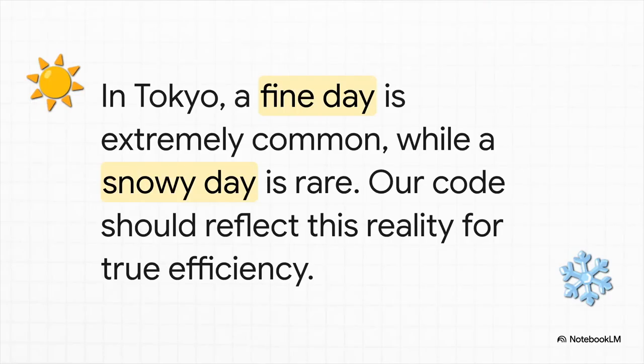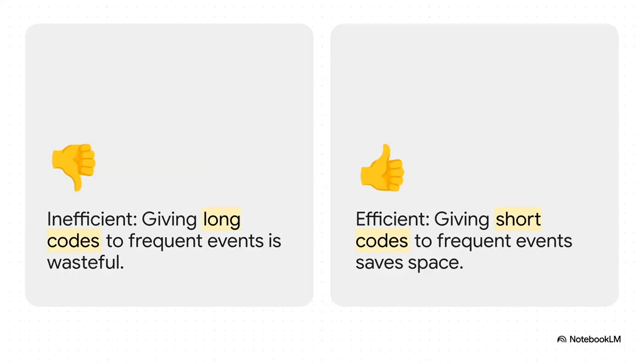I mean, just think about it. We're in Tokyo, right? A nice, fine day is super common. A snowy day, that's incredibly rare. So to be truly efficient, shouldn't our code reflect that reality? Doesn't it just make sense to give our shortest, cheapest codes to the things that happen all the time? You bet. It would be just incredibly wasteful to use a long, clunky code for something that happens constantly.